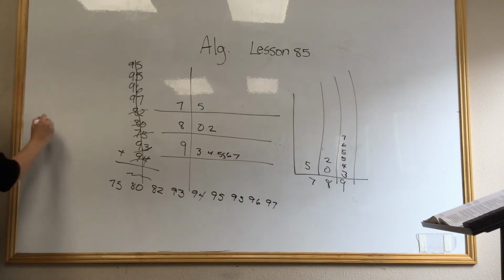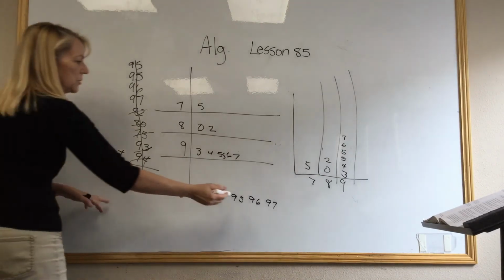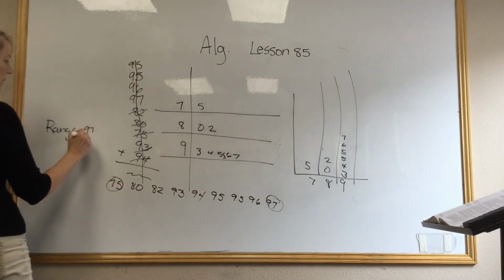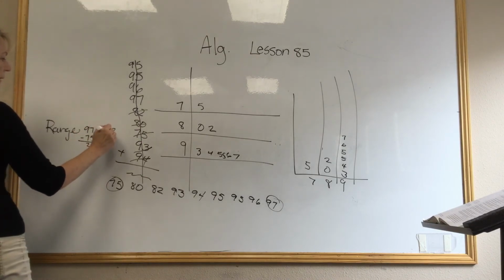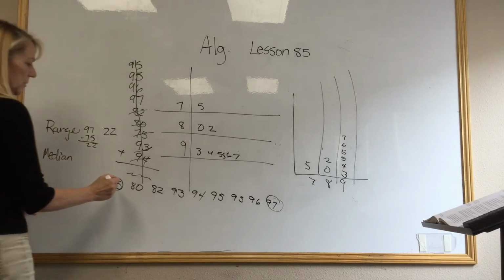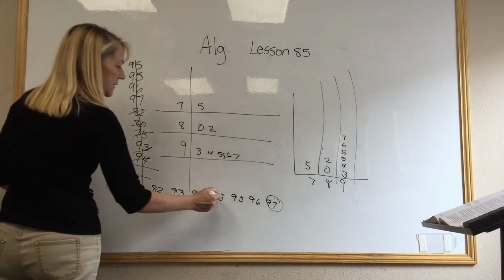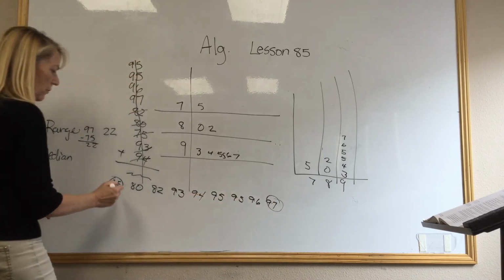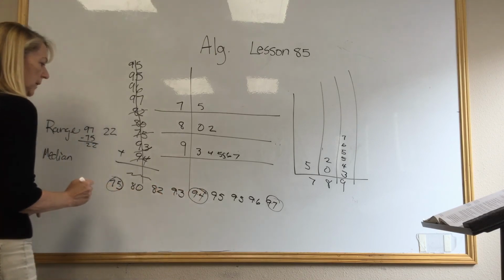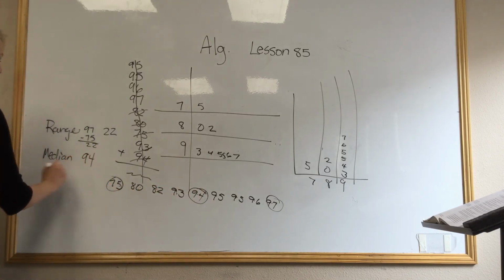So, range, your two end ones, 97 minus 75. That'd be 2 and 2. So my range is 22. My median, that's the middle. So I have 1, 2, 3, 4, 5, 6, 7, 8, 9. So that would be 1, 2, 3, 4, 5. Here's my middle, is a 94.